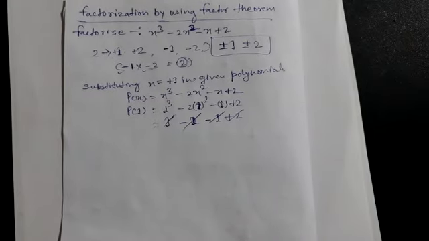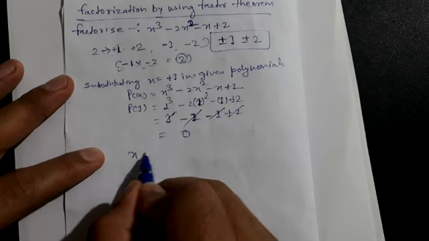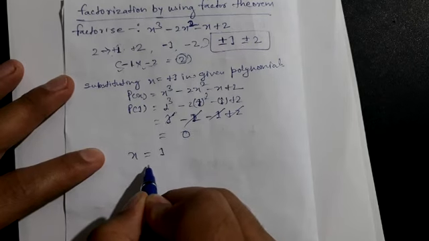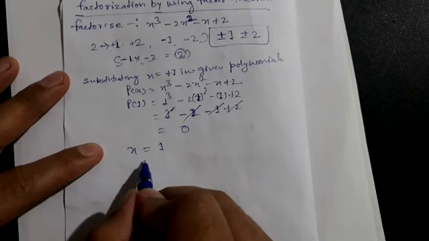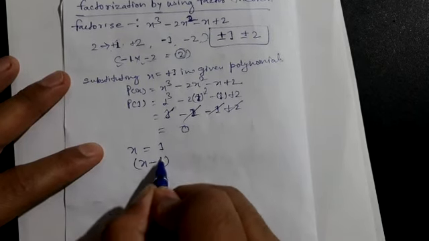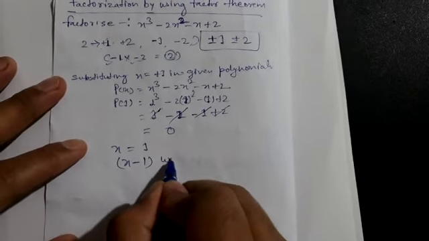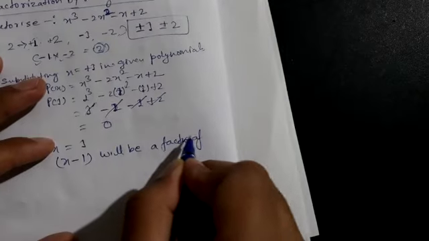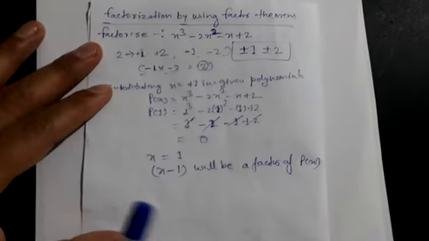So here we have seen that substituting x is equal to 1 in this given polynomial, the value of the polynomial is 0. Getting this or not? It means substituting x is equal to 1, the value of this polynomial is 0. So it shows that x minus 1 will be a factor of the given polynomial, or simply I am writing p of x. Getting this or not? Yes, as we have seen in the factor theorem, in the remainder theorem also.